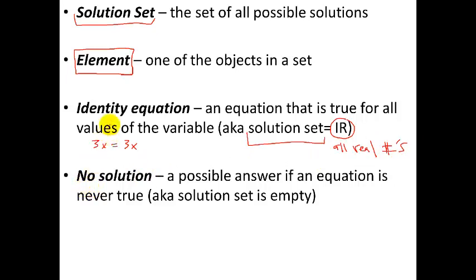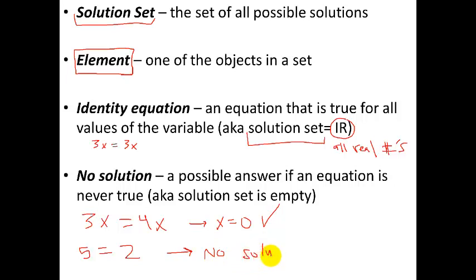Another possibility is that you have no solutions. So this is a possible answer. It doesn't mean that there is an answer. It means that the answer you will give to your teacher, or on a quiz or a test, is that there is no solution. There is no answer. So for example, if I said 3x equals 4x, well, that actually has a solution. When is that true? That's true when x equals 0. Okay, so this has a solution. But what if I said 5 equals 2? This one has no solution.